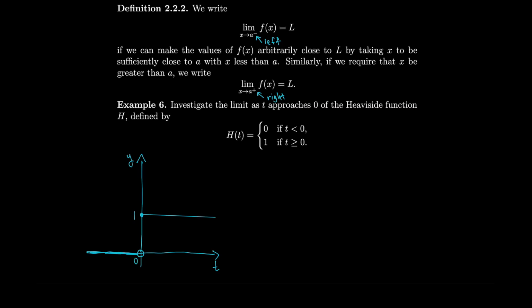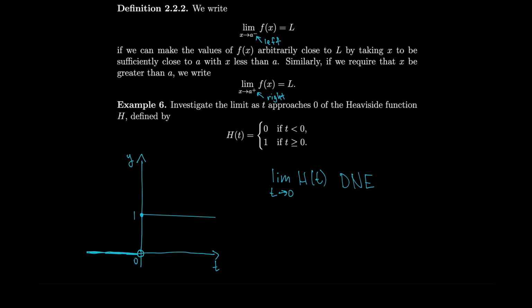Okay, so let's see. The limit as we approach 0, if we go in from this direction, we get closer and closer to 0. Looks like we get that y value of 1. But if we go in from the other direction, we get closer and closer to 0. So it looks like we do not approach any specific value as t approaches 0 in general. So we could say that the limit as t approaches 0 of h of t does not exist.